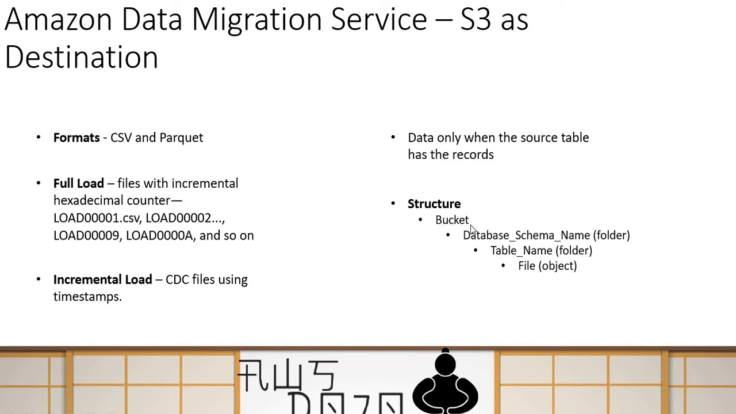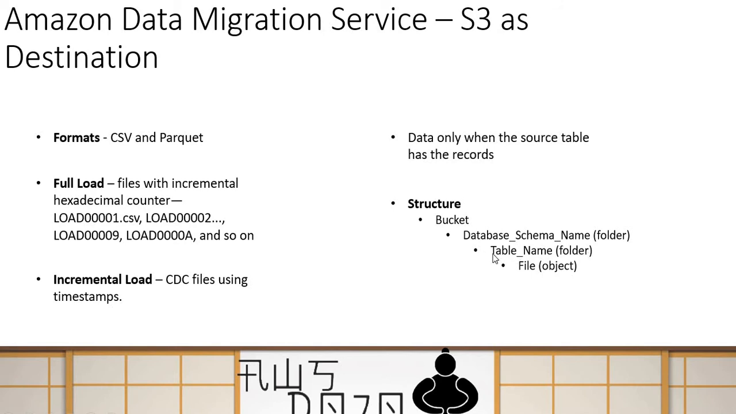But suppose this is a bucket where you want to dump your data. What it will do is generate a folder structure below it with the following scheme. First, if you have multiple databases, it will first create a folder for the database. So suppose in your source you have multiple databases, multiple schemas, then it will create one folder per database, per schema. And then in each database or schema folder, it will create one folder per table.